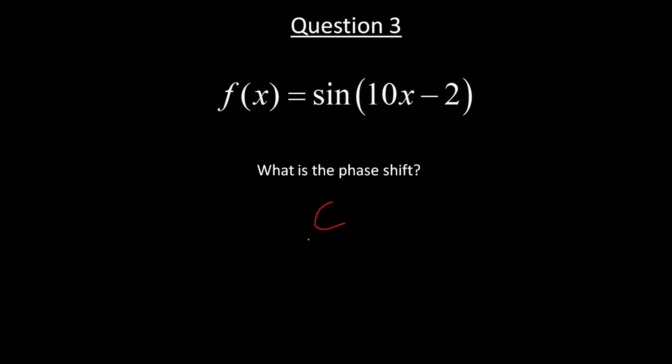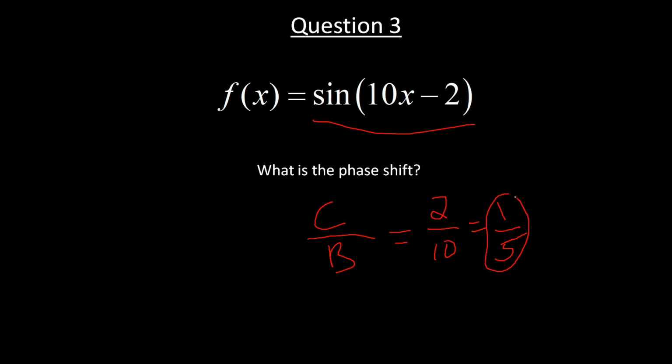Now, the other way you can go about it is just to remember the phase shift is C over B. And C is 2, and B is 10. 2/10, simplified to 1/5. That is the phase shift. In other words, this sine function right here is moved 1/5 units to the right. So it doesn't quite start on the origin. It starts 1/5 away from the origin.